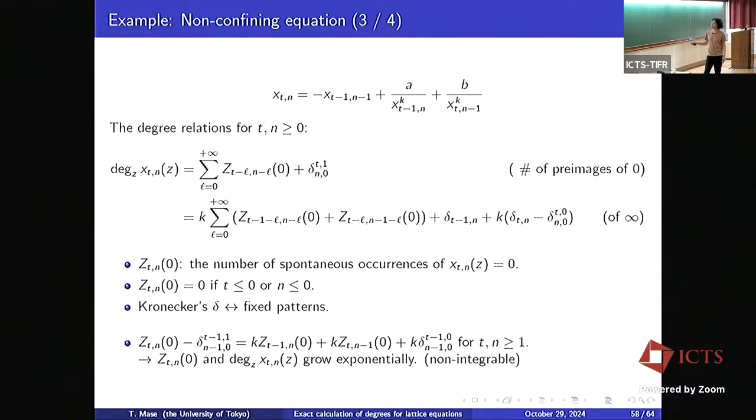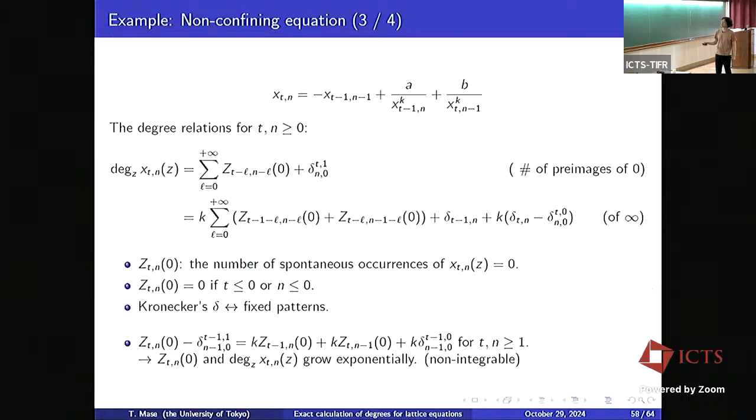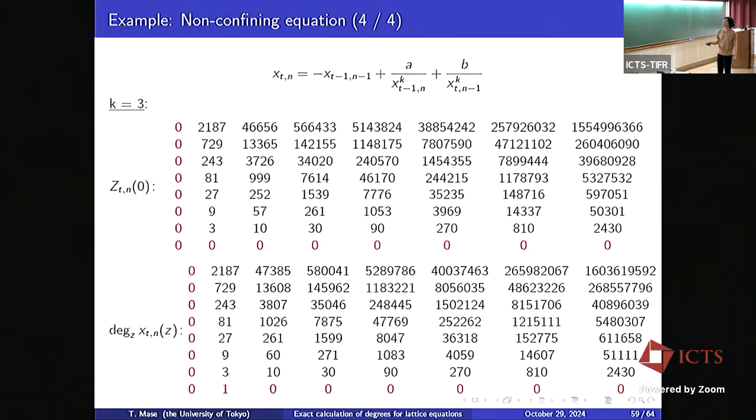This is an evolution equation. So we can calculate z_n, and we get the degree like this. This is the k equal 3 case. Yes, z_n is okay, but the degree grows really fast. But this calculation is very easy because I just solved this equation. So you can calculate this, and this is rigorous.